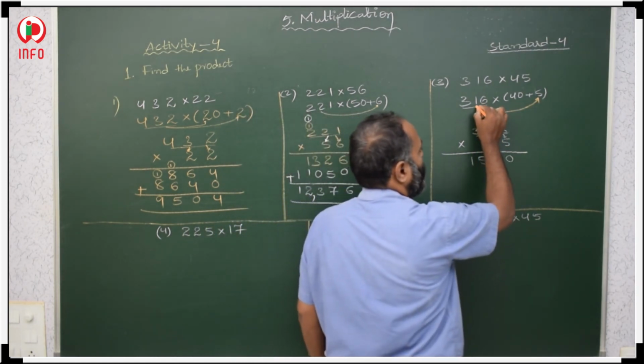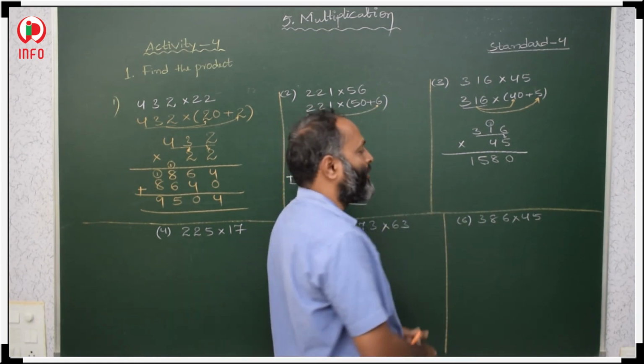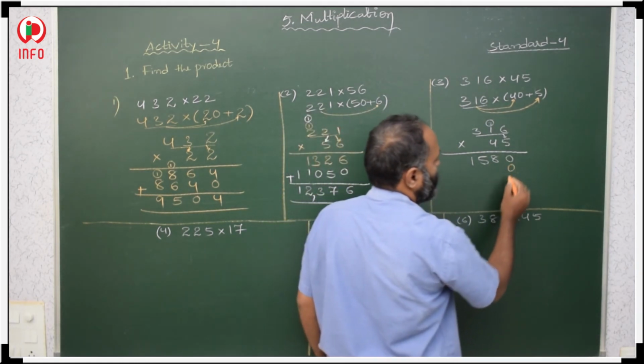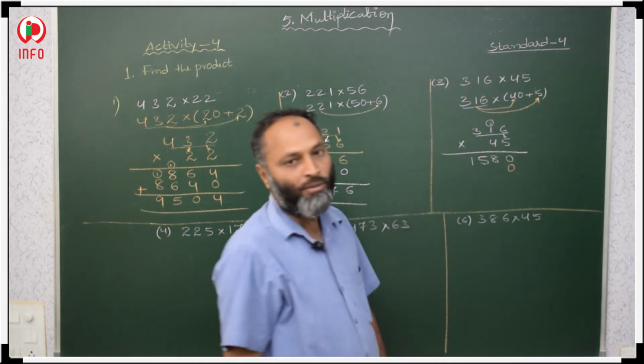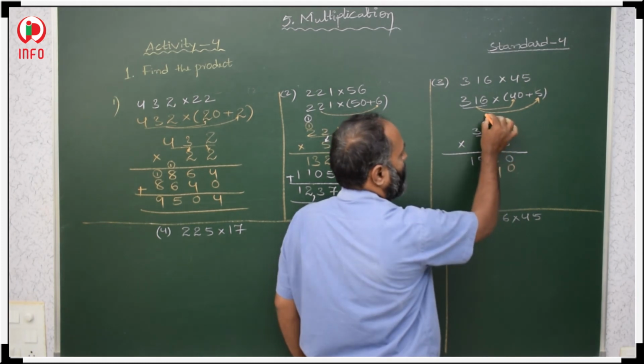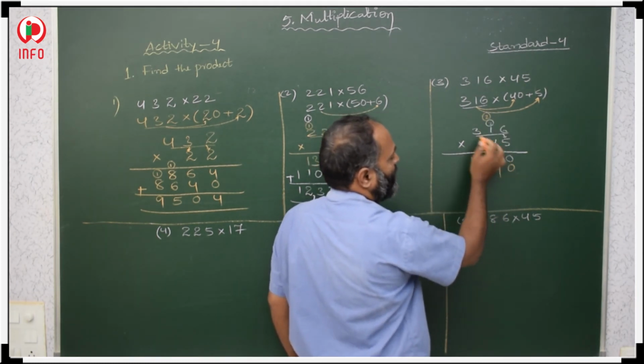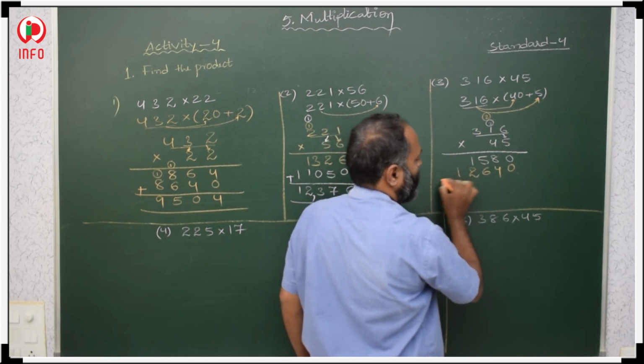Now we have to multiply with 4. In 40, that is 1 zero is there. In the unit place we take a 0 first. Now you start with 4. 4 6s are 24 and 2 carry over. 4 1s are 4, 6. 4 3s are 12.